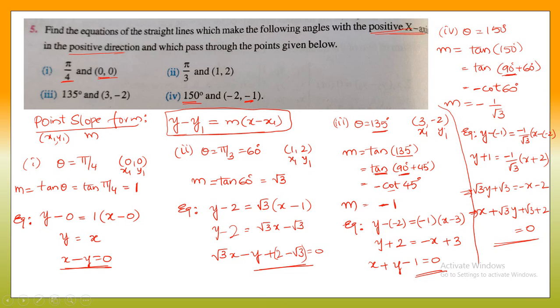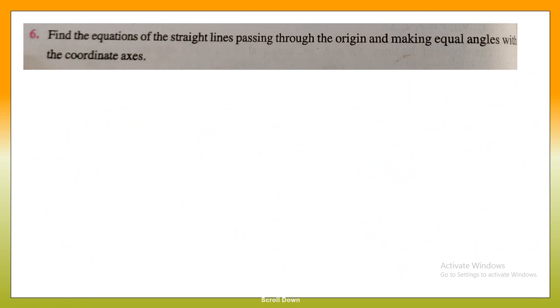Next, moving on to one more question. Find the equations of the straight line passing through the origin and making equal angles with the coordinate axes. So what is meant by coordinate axes? The x-axis and y-axis are called the coordinate axes, right? So with these axes they are making equal angles and passing through the origin.